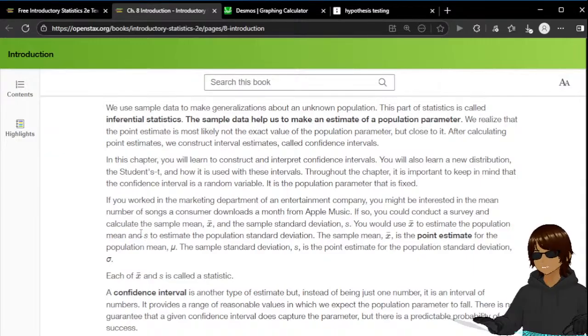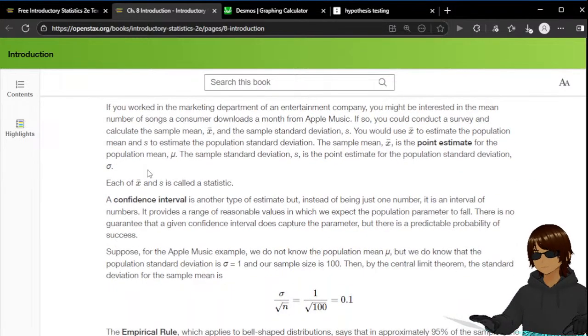Don't I have to do a bias correction with s? The sample mean is the point estimate for the population mean mu. The sample standard deviation s is the point estimate for the population standard deviation sigma. Each of x bar and s is called a statistic.